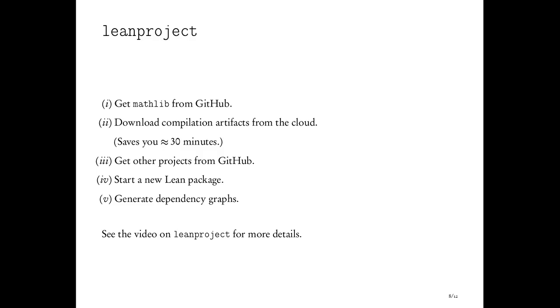Then there is Lean Project. It is a tool that connects all the other pieces together. You can use it to create new Lean projects or get a copy of other projects such as Mathlib. However, the best feature of Lean Project is that it automatically downloads a compiled version of Mathlib when you update. This saves you the annoying 30-minute compile cycle. For more information, I recommend watching the video on Lean Project.